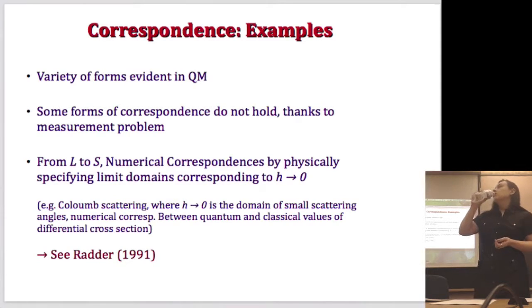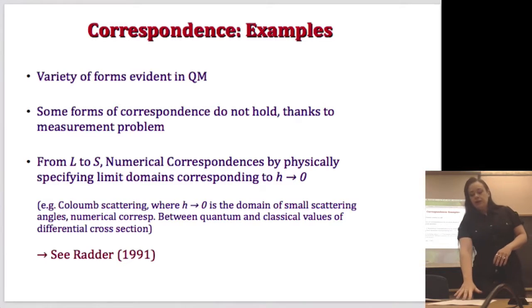So, obviously there are a lot of examples in quantum theory. Some forms of correspondence in quantum theory don't hold because of the measurement problem. But there are a variety of other ones that do. As an example, we can go from quantum mechanics to classical. There are numerical correspondences that we arrive at by physically specifying these limit domains, whereby h is taken to 0. An example of Coulomb scattering here, where this corresponds to the domain of small scattering angles, and we have numerical correspondence between the two frameworks in this small differential cross-section. So these are straight out of our writing paper.